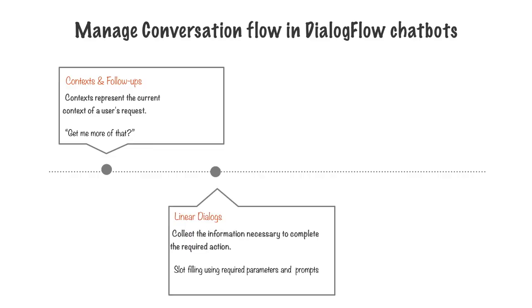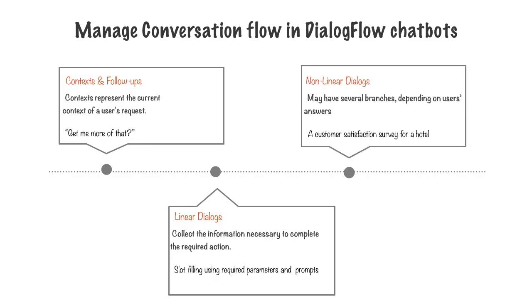Once we've clearly understood context, that flows naturally into linear dialogues. The whole objective of a linear dialogue is to collect the information that is necessary to complete the required action. And we've already seen some of this in the previous module. We'll see much more of it in much greater detail with some new concepts here. And finally, we'll move on to non-linear dialogues.